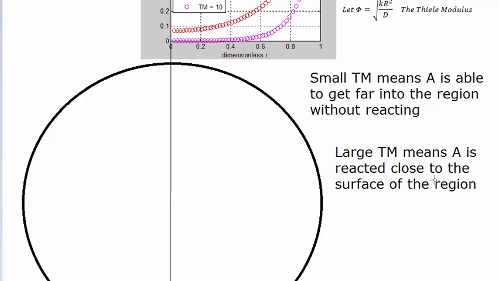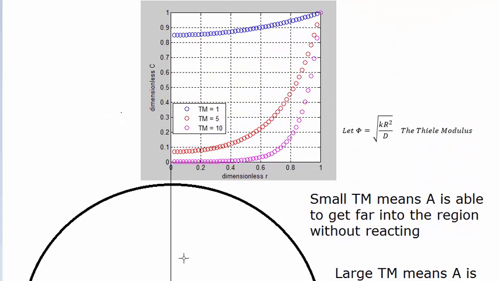And you could think of it like this is your spherical region. This is the center point. And then what this graph is telling you is that as you move away from the center point, what is your concentration? So for instance, this says that your concentration at the center at r bar equals 0 is relatively close to your concentration at the surface. But over here, when your Thiele modulus is very large, you basically have no concentration at your center, and then at your surface, you have a substantial concentration, depending on what your C sub S value is.